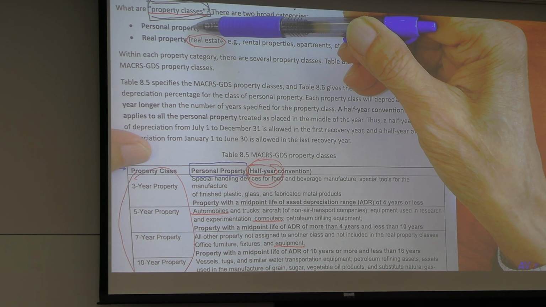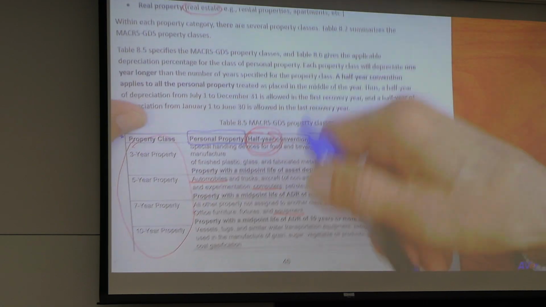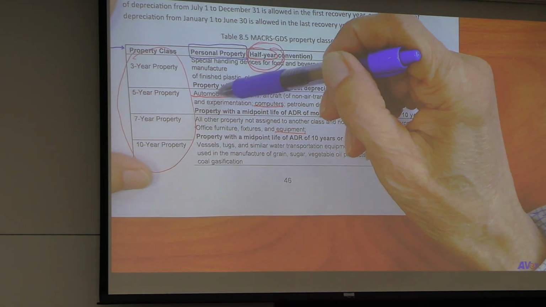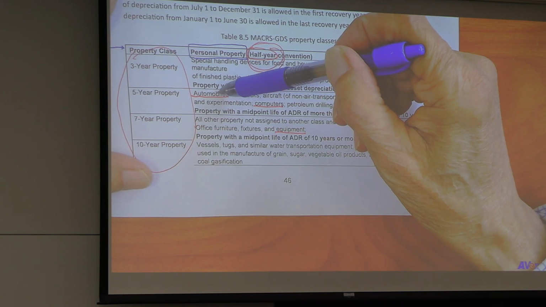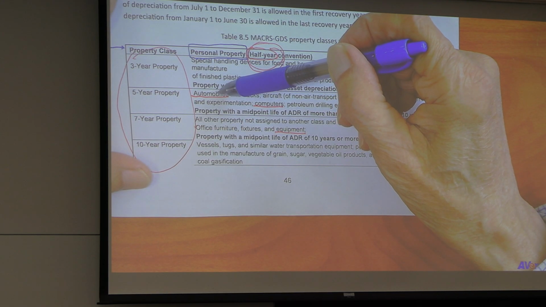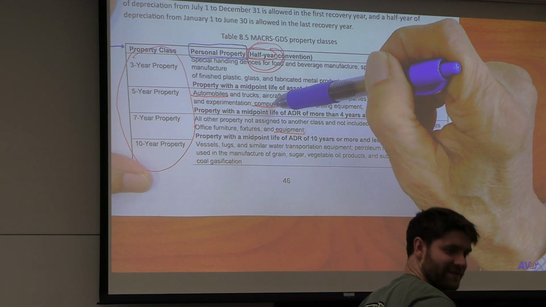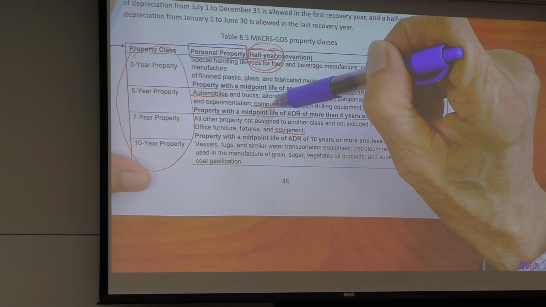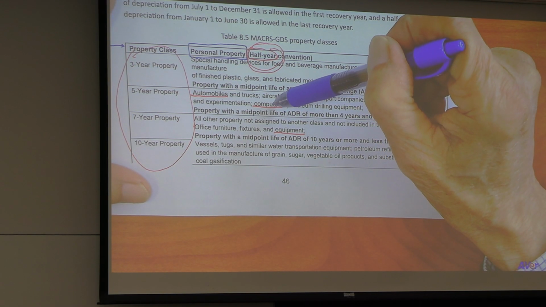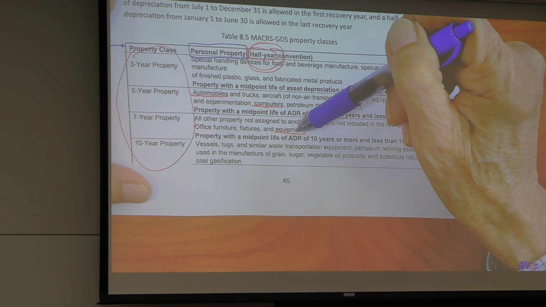A few items you need to notice. Your car is 5-year property class. Computer, 5-year property class. Process equipment, 7-year property class.